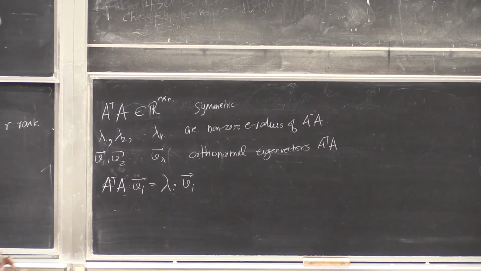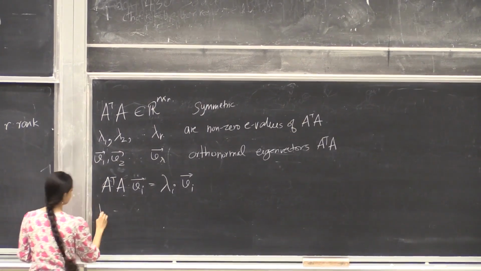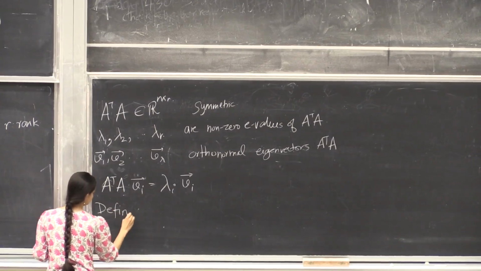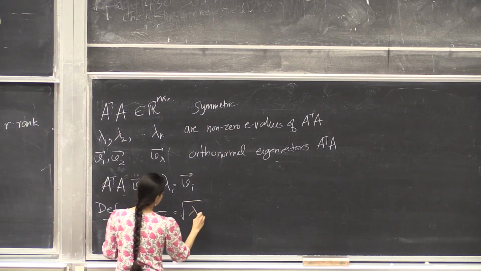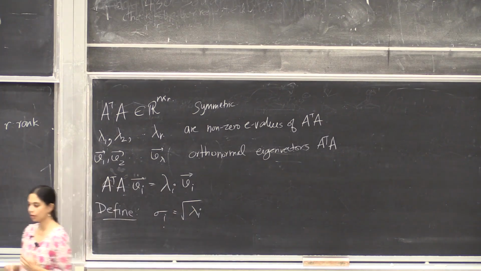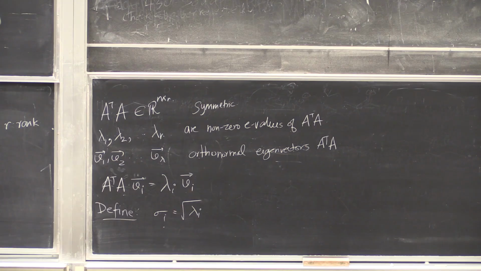So what I want to do is define sigma i to be the square root of lambda i, and I want to call this thing a singular value of A. Okay? I want to find the eigenvalues of A transpose A, and now I want to define sigma i to be the square root of that. Can I do this? Yes, because they're all greater than or equal to 0.